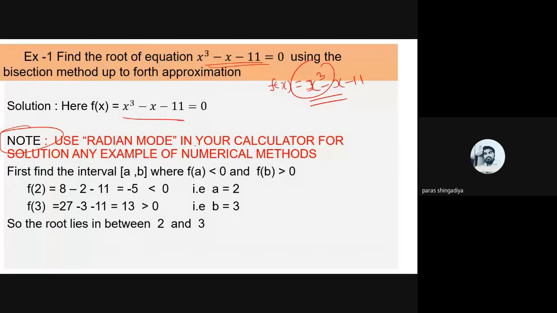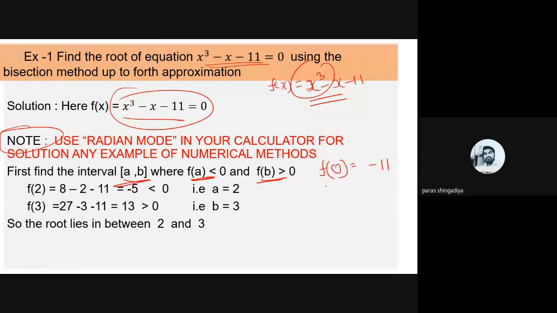In your calculator, and then you can start to find the interval AB and the rest of the data. So first find the interval AB where f of a is negative and f of b is positive. You can consider the real line, first considering perfect values: 0, 1, 2, 3 and so on. So the equation is x cube minus x minus 11. When we replace x with 0, let us start with 0. What is the answer of f of 0? f of 0 is equal to 0 minus 11, so it will be minus 11.